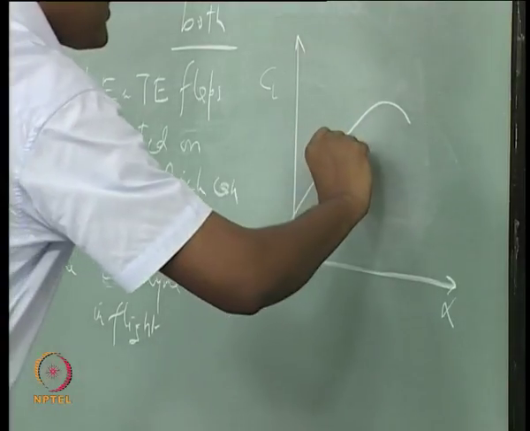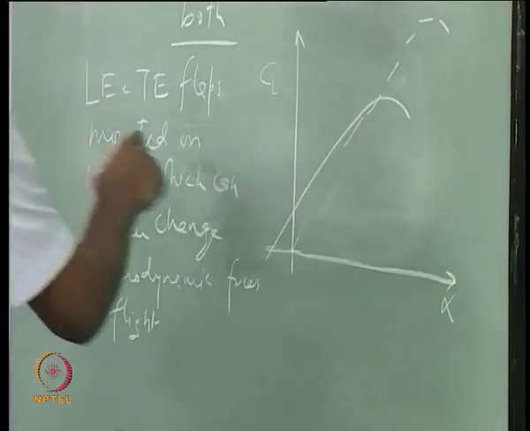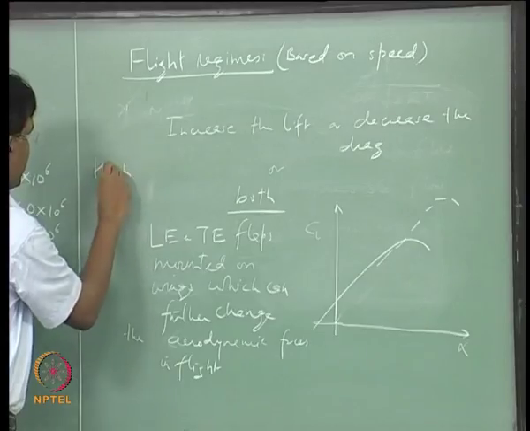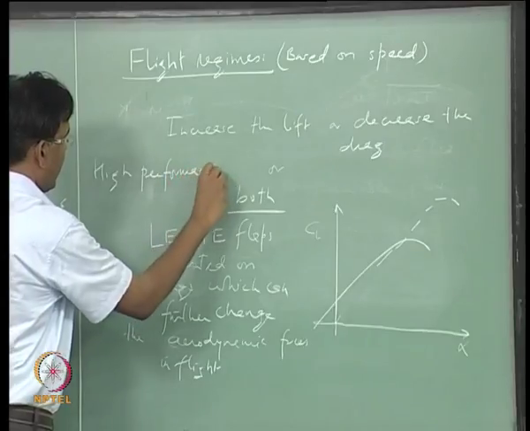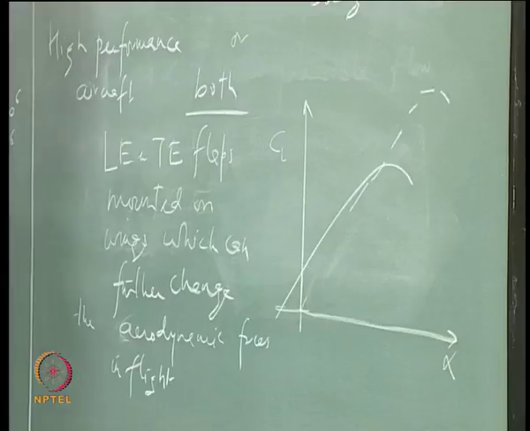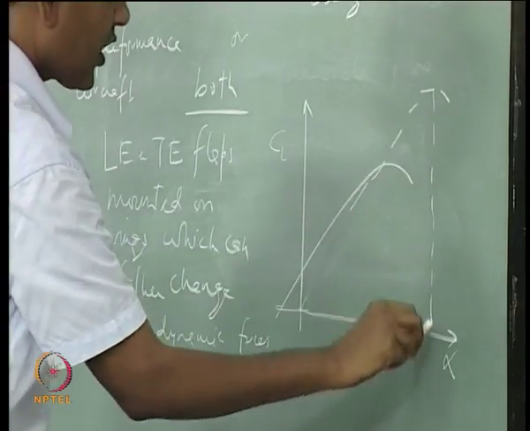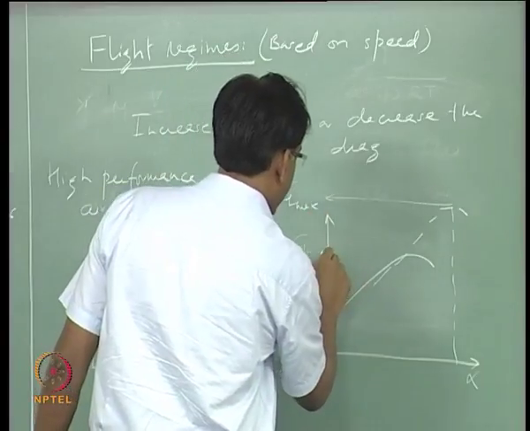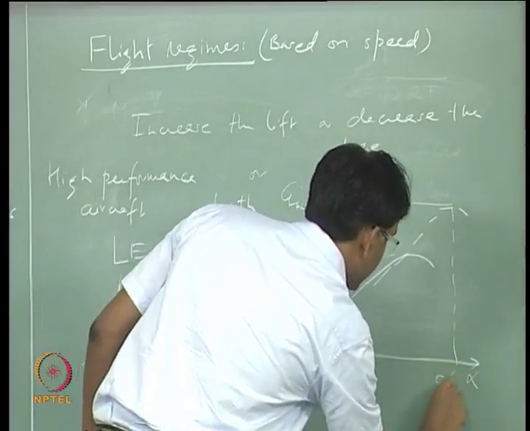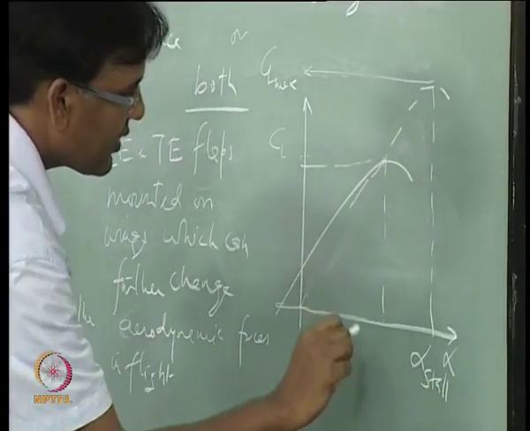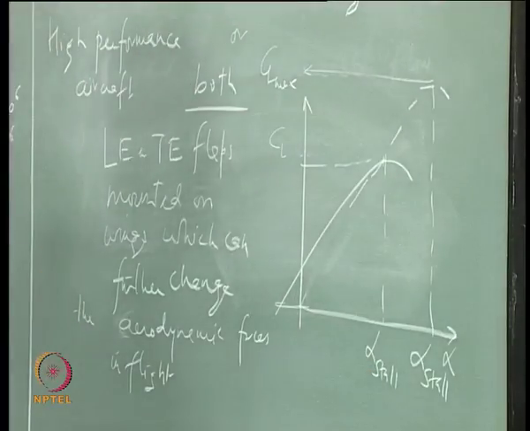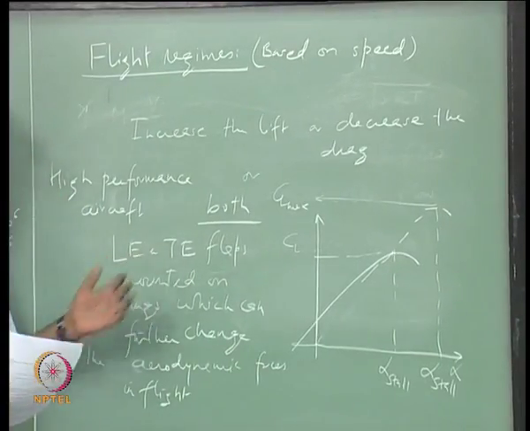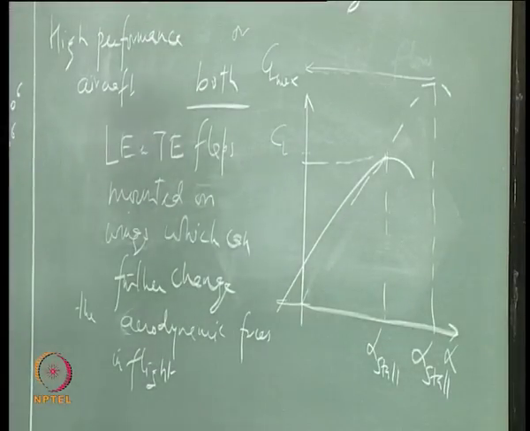In flight this profile can be changed using the trailing edge and the leading edge flaps, which are normally mounted on high performance aircraft, to not only change the maximum lift coefficient, which is now this, previously it was here, but also to change the alpha stall. So, use of trailing edge and leading edge flaps are now very common on higher performance aircraft.